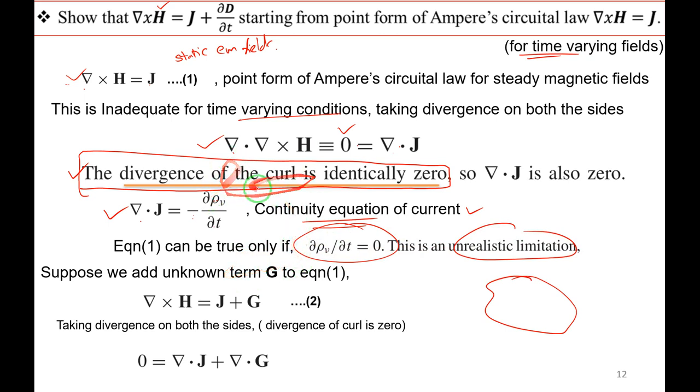So this analysis fails. We will think of some other thing, right? We have taken divergence on both the sides. The divergence of curl is 0, but del dot J cannot be 0 because dou rho v by dou t cannot be 0. So we'll think of some other alternative.